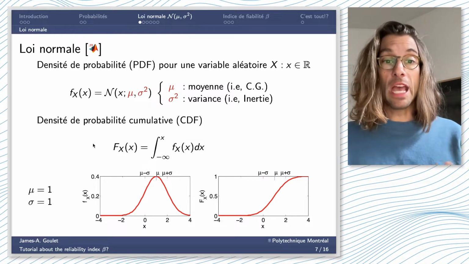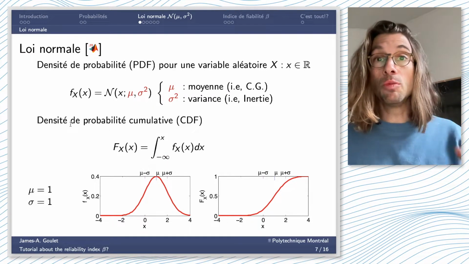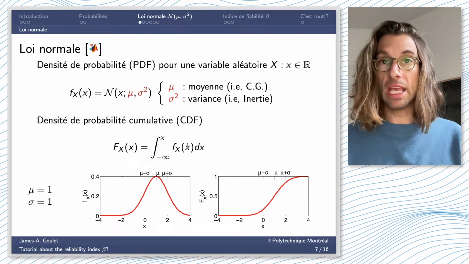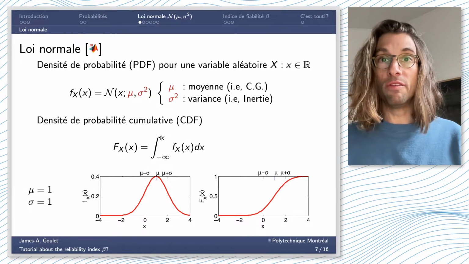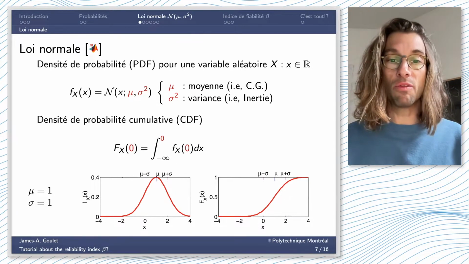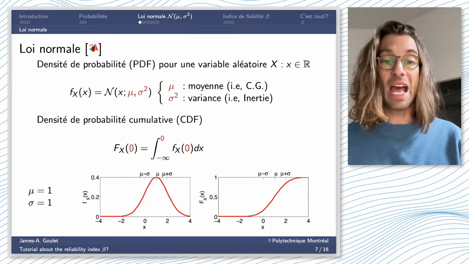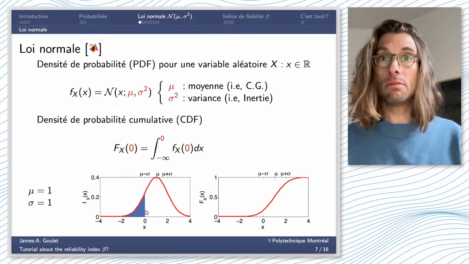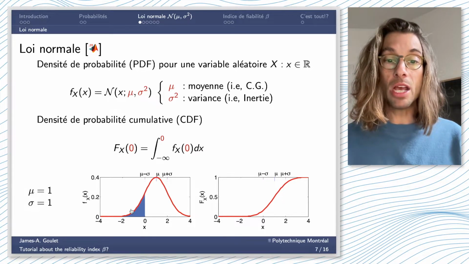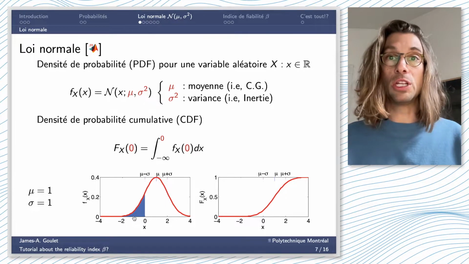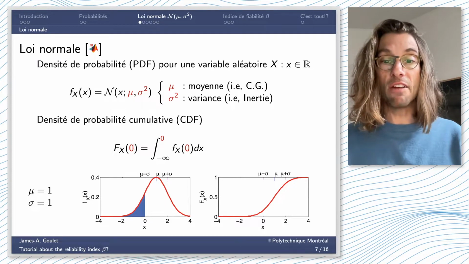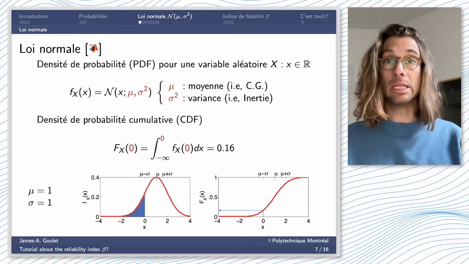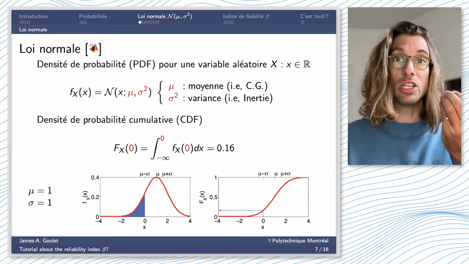Another representation of that PDF could be used through the cumulative density function, CDF. That represents the integral of my PDF from the lower bound until a value x that I want to try. So for instance, if I want to evaluate my CDF at 0, that represents the integral from the lowest point, minus infinity, up to 0. So basically, it's the area underneath my curve here, represented in blue. And when I read the CDF at 0, it's like just going through my curve here and reading the value, in this case, 0.16. This is the definition of a CDF.